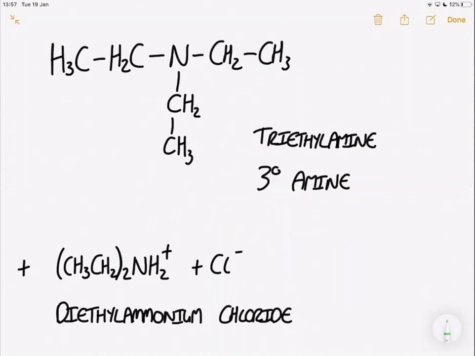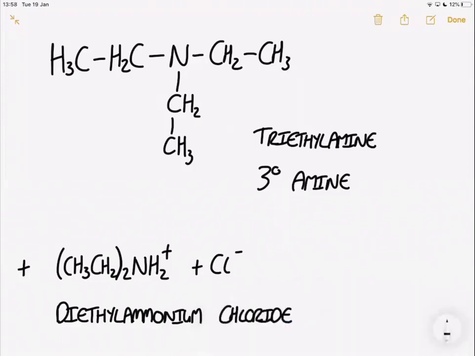So hopefully you're starting to build a picture of the fact that when you react a halogenoalkane with ammonia, even if there's an excess, you're going to get a bit of a random mixture of products. It's not going to be a nice clear-cut reaction, and we'll bring that up again later. We're not quite done yet though.